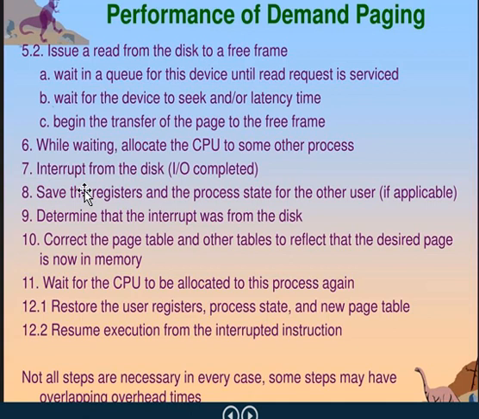Next, 9th one, determine that the interrupt was from the disk. 10th one, correct the page table and the other tables to show that the desired page is now in memory. 11th one, wait for the CPU to be allocated to this process. Again, we have to restart. So 12th one, restore the user registers, process state and new page table, then resume the interrupted instruction. Resume instruction means we can resume that execution from the interrupted instruction onwards.